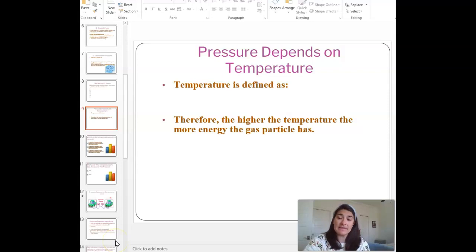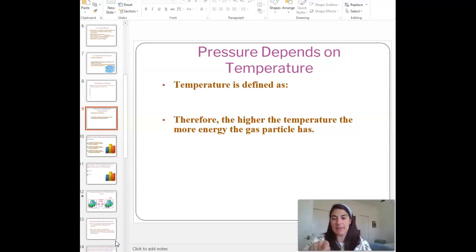So this next statement says, therefore, the higher the temperature, the more energy the gas particles have. So if you think about you, when you have a lot of energy, you're more likely to move around. And when you don't have a lot of energy, you want to stay put. So if everybody in the classroom started running around, it's very likely that we would bump into each other, therefore exerting pressure. Whereas if we all are just sitting still, which is most likely what's happening right now, you are not bumping into each other and you are not having collisions and you are not exerting pressure.